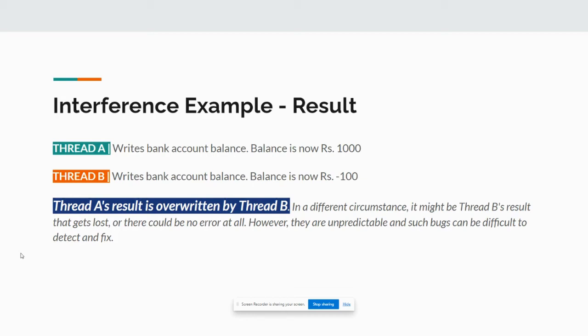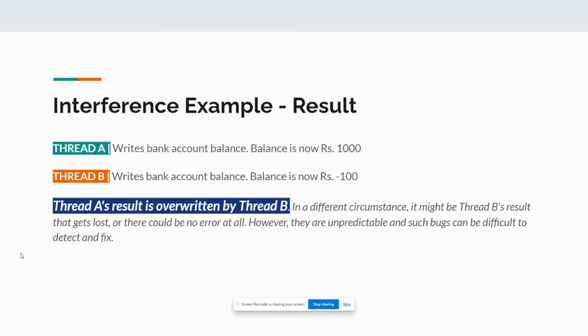So then thread A will write the bank account balance as rupees 1000, thread B will write the bank account balance as rupees minus 100. But now, since both of these have simultaneous access and we do not synchronize these two child threads, what happens is thread A's result is overwritten by thread B.